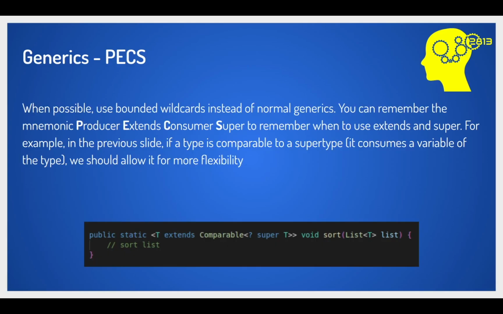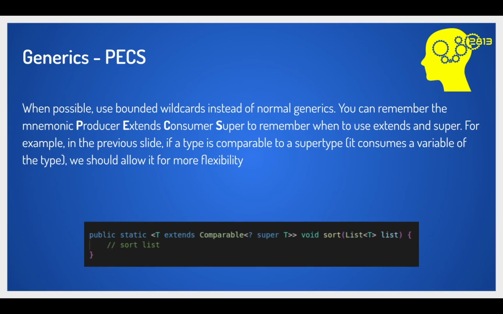And then there's also this mnemonic PECS, or Producer Extends Consumer Super. So bounded wildcards should be preferred because it allows you to put more things. For example, if you have a list of integers and integers are comparable to numbers, then it should still make sense since it can be compared to itself because an integer is a number. But with T extends Comparable<T>, since Integer doesn't implement Comparable of Integer, it wouldn't work.